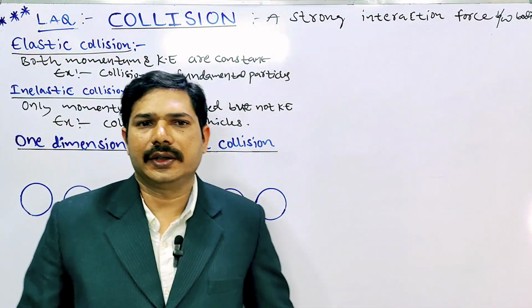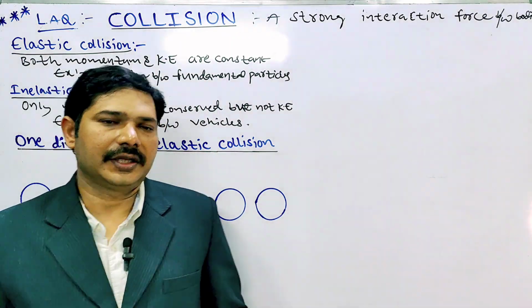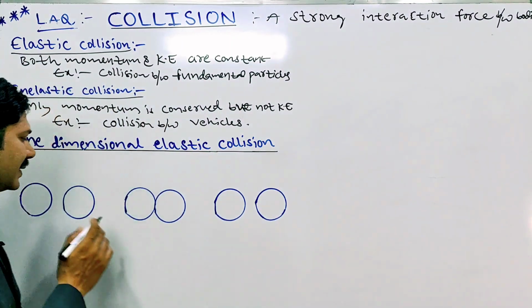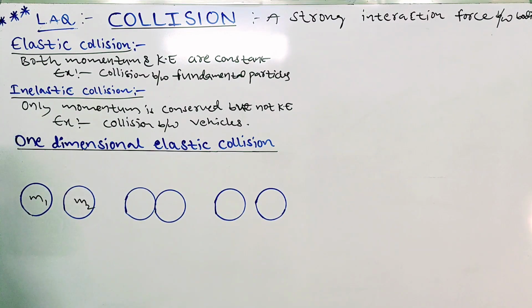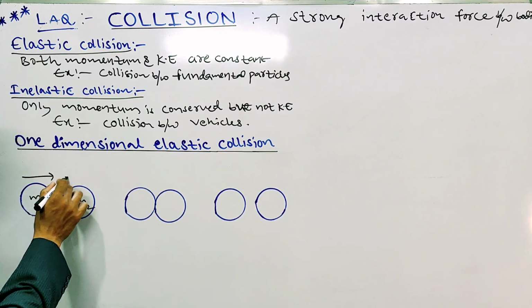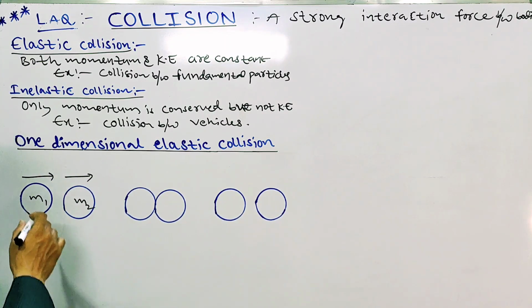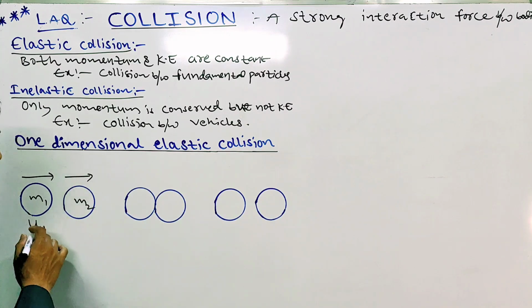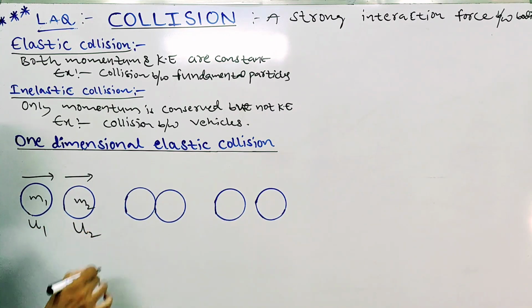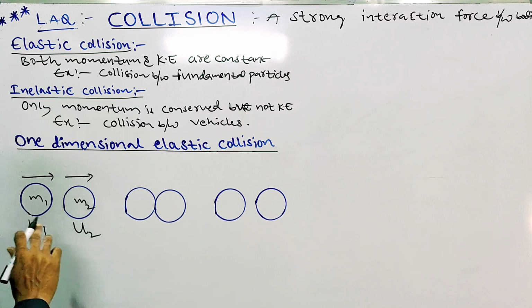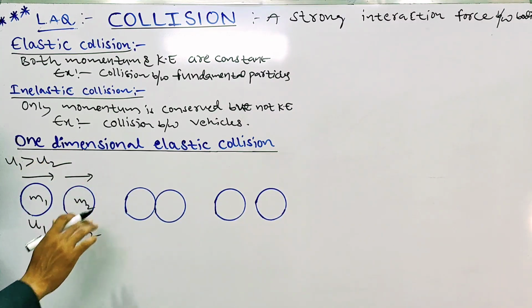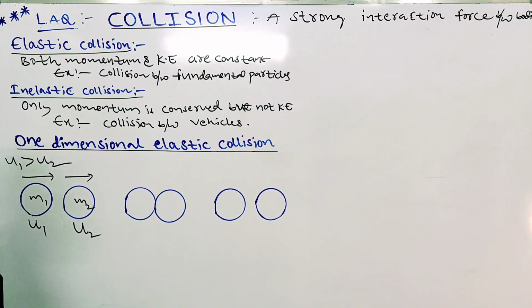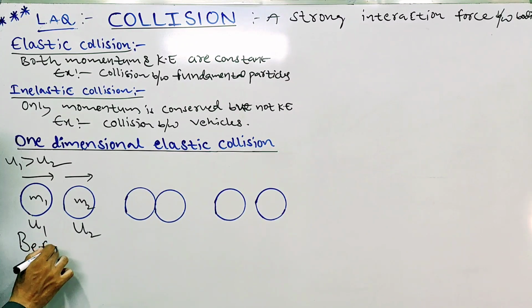First, you can write two or three general lines in your own words. Consider two spheres of masses m1 and m2 moving in the same direction. The initial velocity of the m1 body is u1, and the initial velocity of the m2 body is u2. Here u1 is more than u2, so only then does it go and hit the second body. This is before collision.